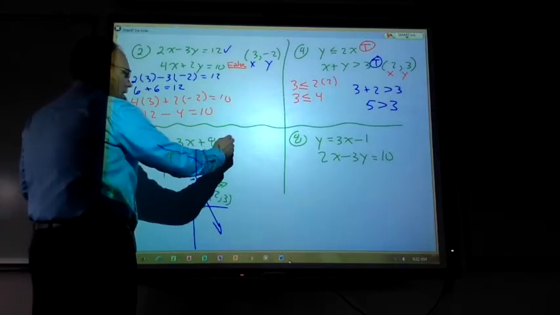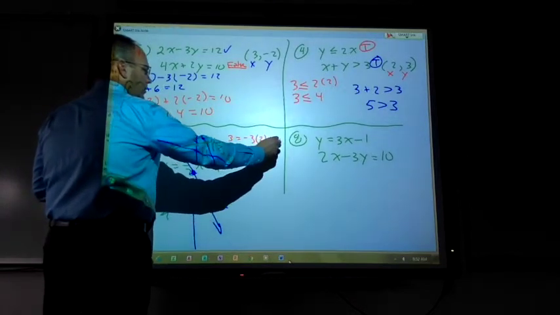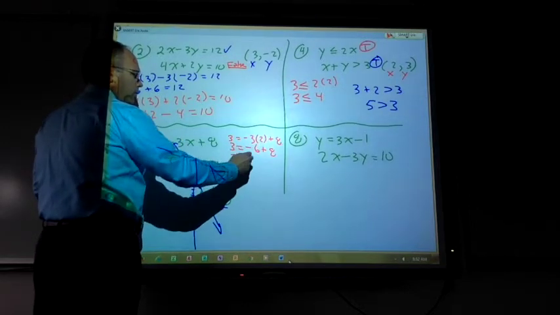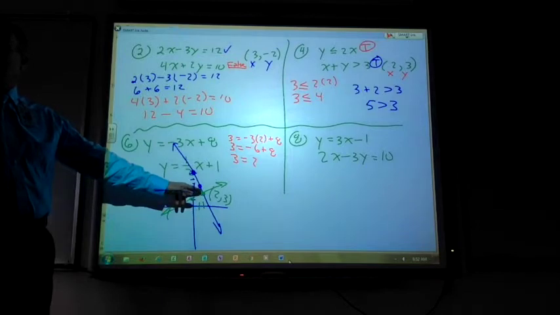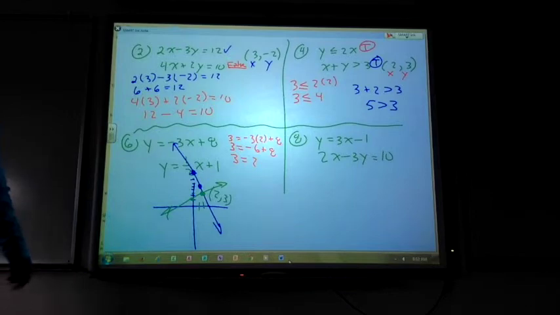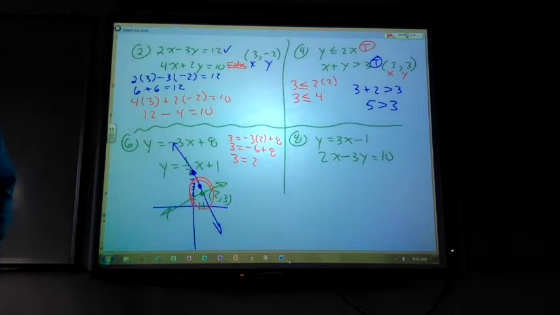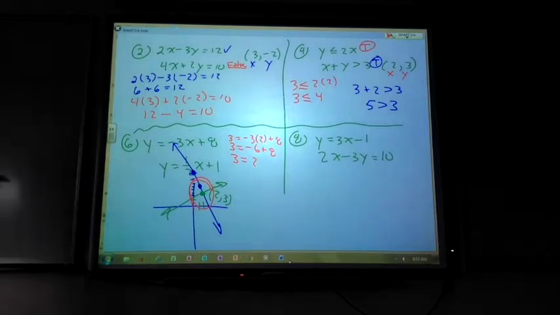So I'm going to get 3 equals negative 3 times 2 plus 8. 3 is equal to negative 6 plus 8. 3 is equal to 2. What? Does that work? No. So what does that say? This line does cross somewhere around here, but I'm off on this point a little bit. Okay? So it does cross somewhere in this region. It's just that because I wasn't really neat at graphing, I was off a little bit. But hopefully yours was a little bit better.